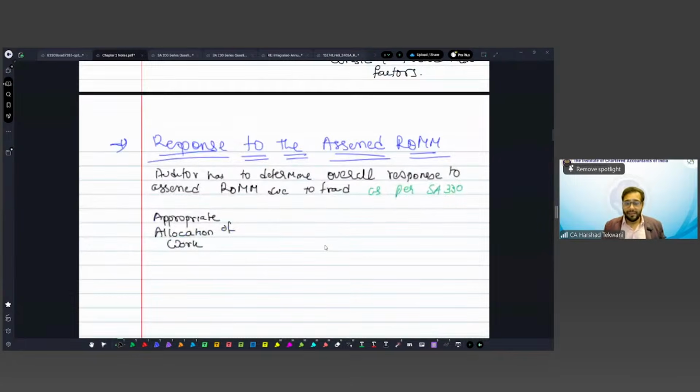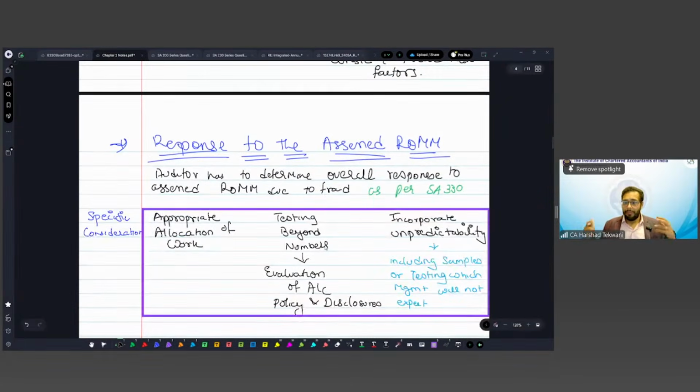If there is a management override of controls, management knows that on the major areas you are going to do something. So they will not keep things in that particular area. They will keep them somewhere else where they know that you are not going to look. That's why incorporating unpredictability will help you in uncovering if there is any fraud.